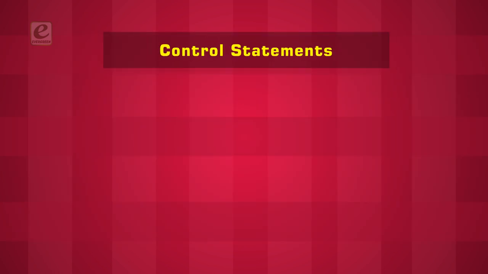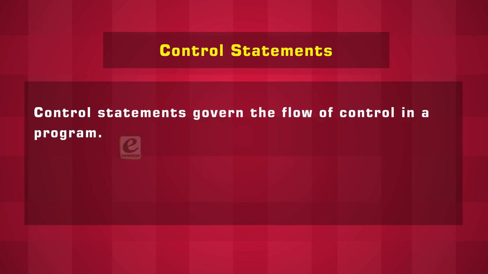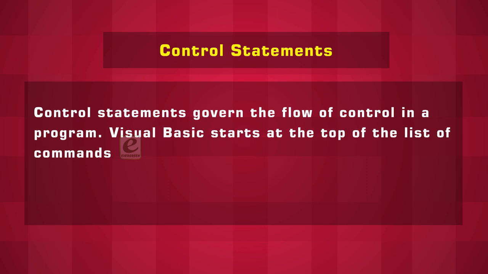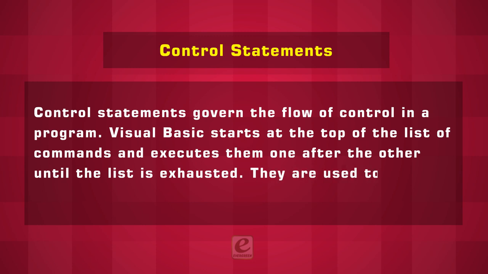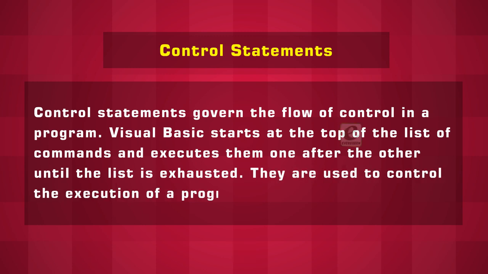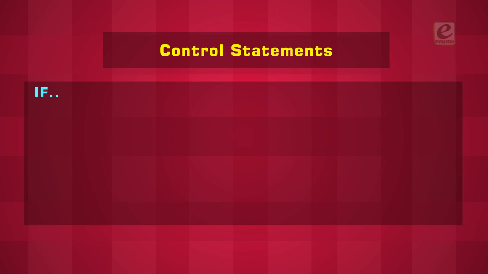Control statements. Control statements govern the flow of control in a program. Visual Basic starts at the top of the list of commands and executes them one after the other until the list is exhausted. They are used to control the execution of a program. Let us study VB control statements.